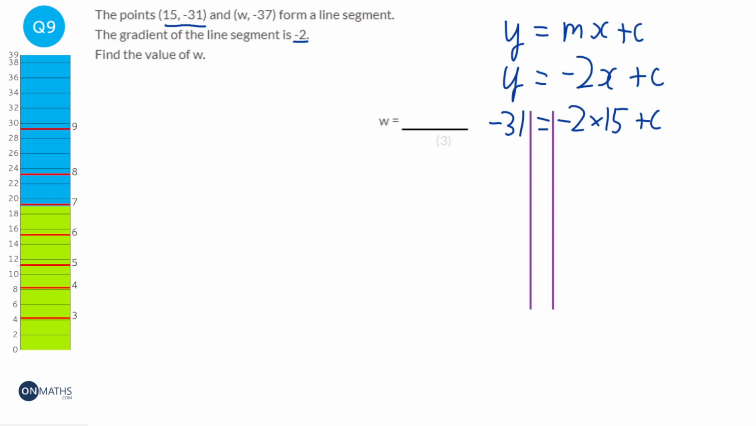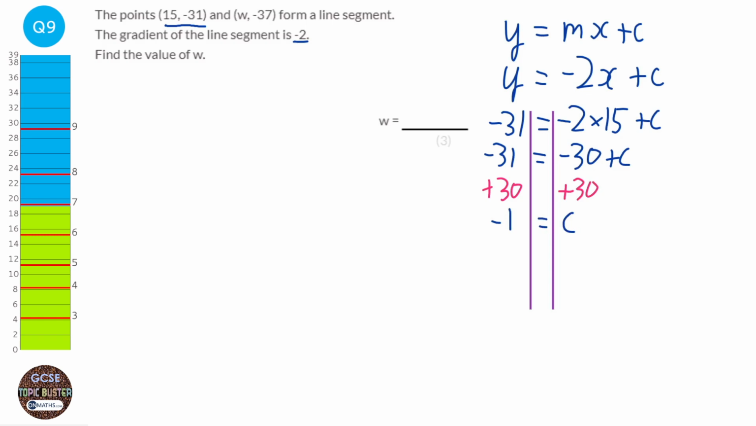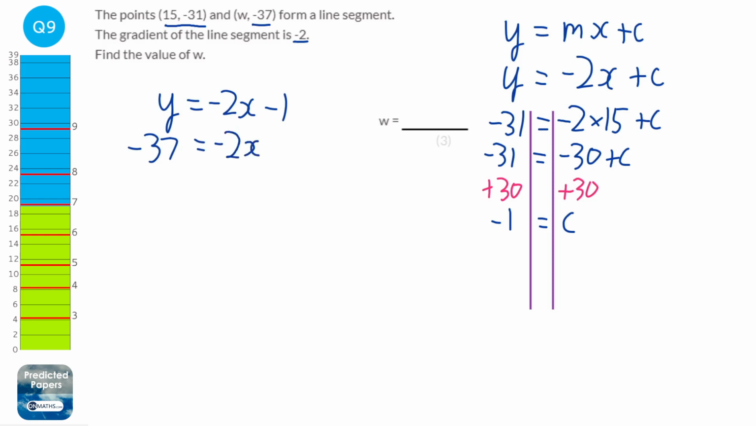And we're going to use this to solve and find out what c is. So first thing I'm going to do is, well, just tidy this up. 2 times 15 is 30, so -30 plus c. And I'm just going to add 30 to both sides to get c on its own. So that would be -1 equals c. So c is -1. So we now know that the equation is y equals -2x minus 1. And we're told that the y is -37. And we're looking for the x value, which they've called w. So let's get our solving lines in.